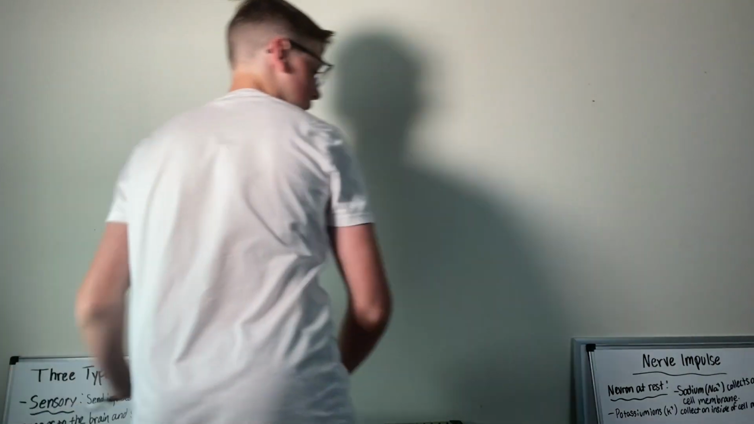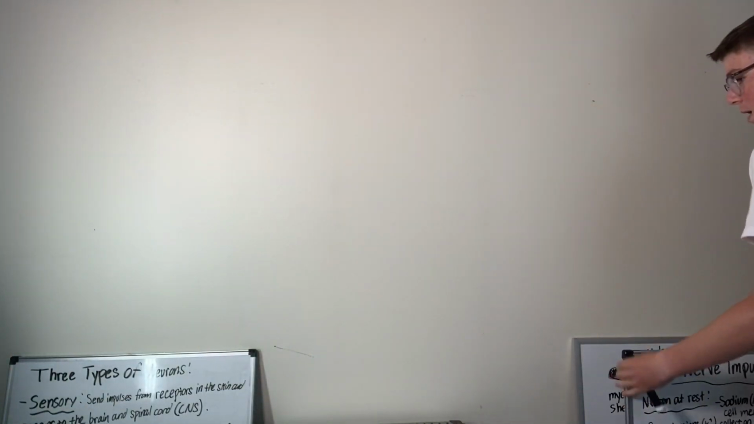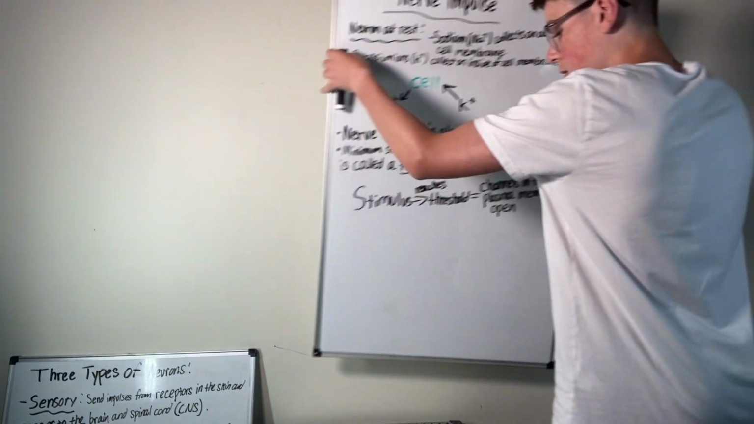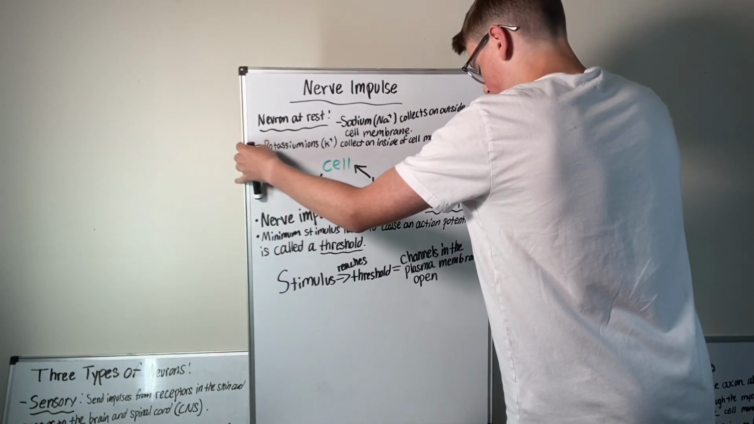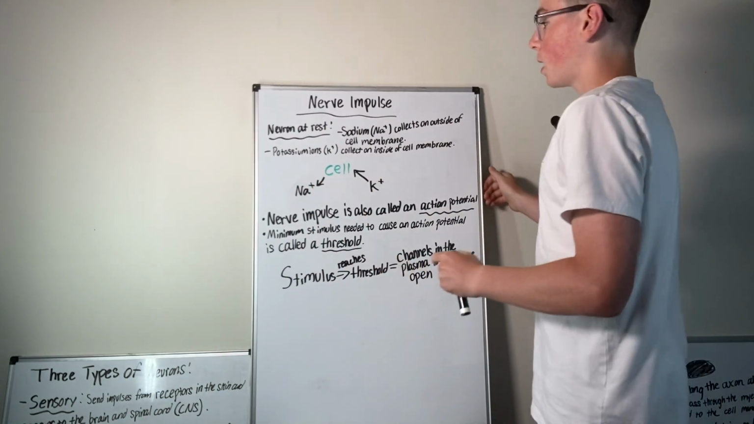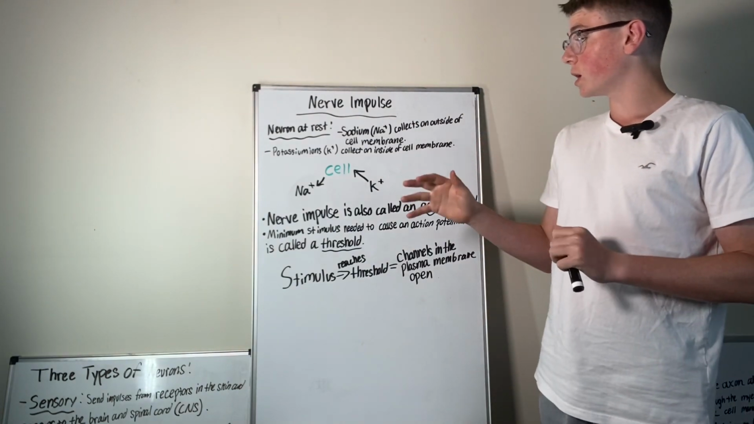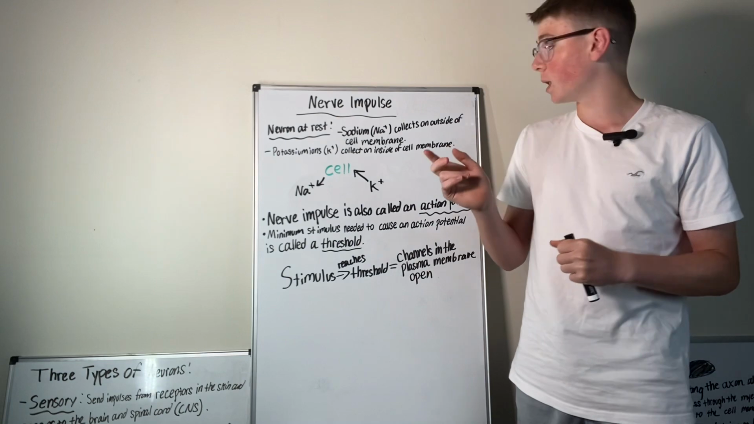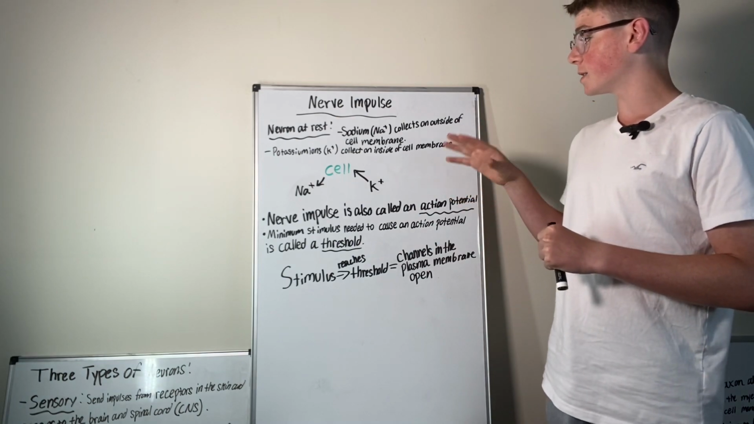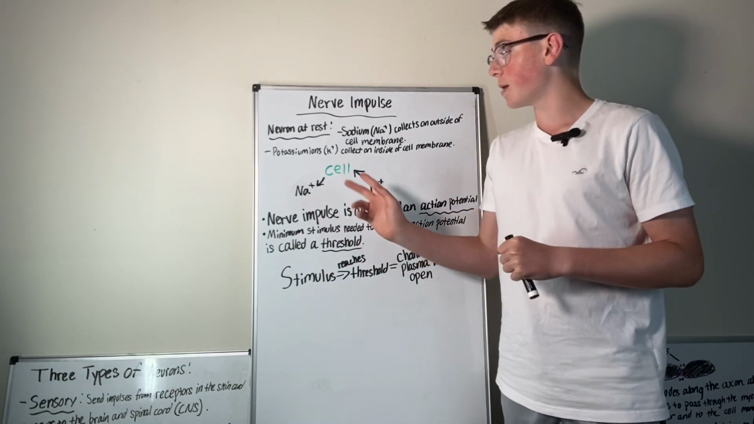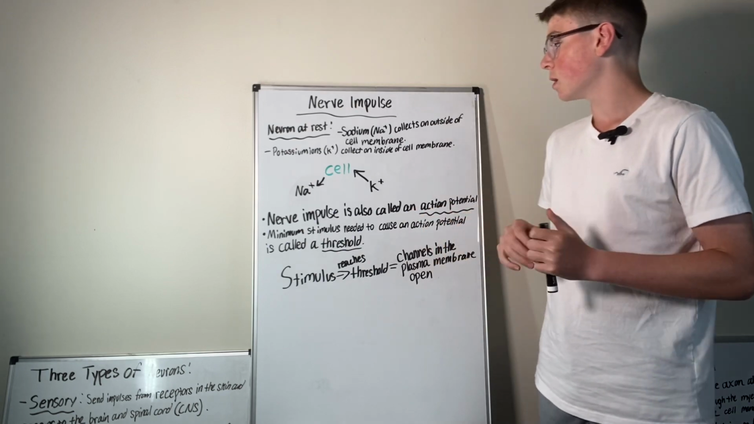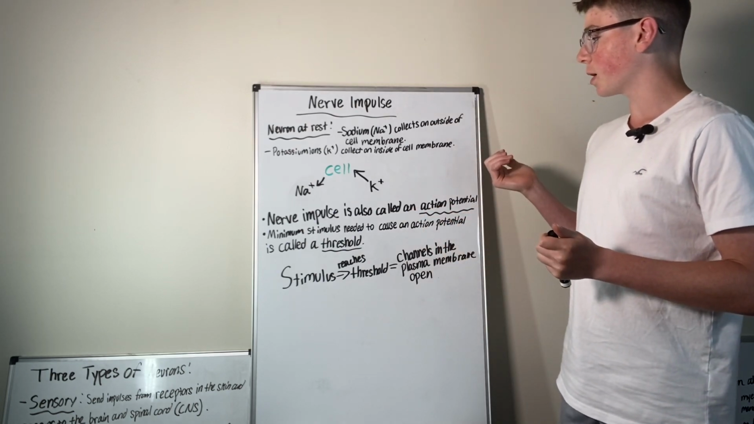Now let's talk about a nerve impulse as well. We're just going to keep going on about nerve impulses. So a neuron at rest, to start, there are sodium ions, which are Na+, that collect on the outside of a cell membrane, and potassium ions, K+, collect on the inside of a cell membrane.